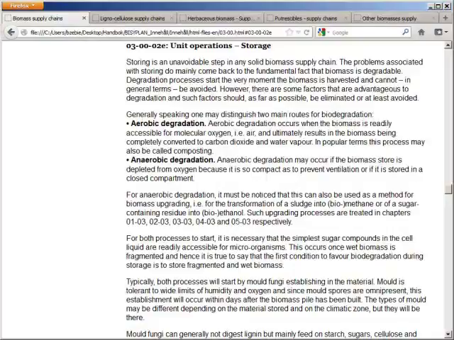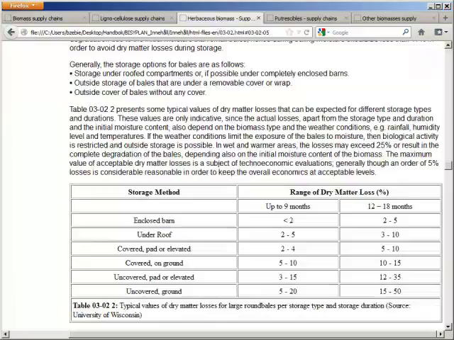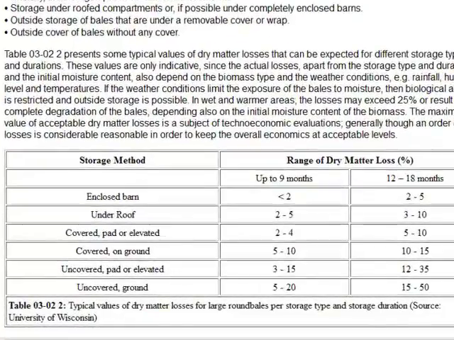During the life of these microorganisms, they feed on the material that is stored. And this is shown in table 03022, which gives some typical values of dry matter losses in storing herbaceous biomass. Now, the values in this table concern only round bales, large round bales, but they will indicate what happens during storage.